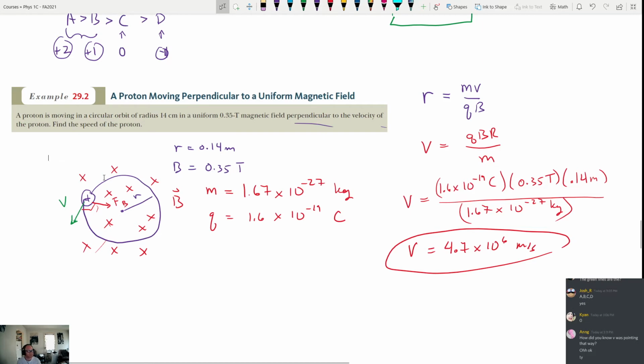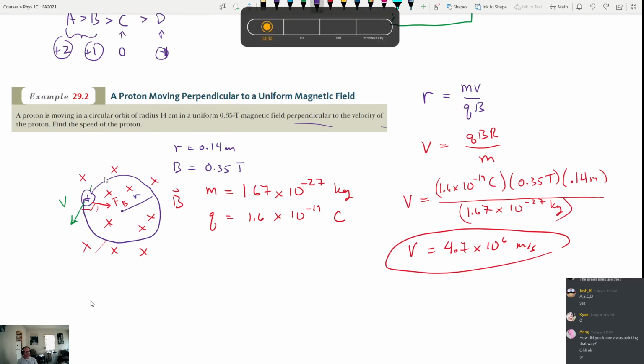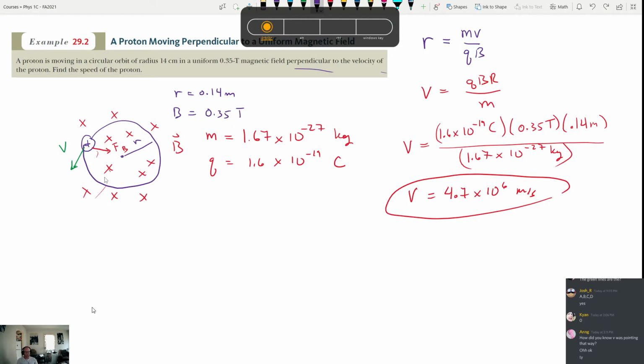I could have chosen the velocity to go the other way, by the way. If I had chosen the velocity to go back this way, for example, all that would have changed is my curve would have been like this. Does that make sense? Because if I switch the direction of the velocity, it switches the direction of the force so that it's going that way now, and then it would curve around like that. So really it's just up to you to figure out how you're going to draw it. Good question, though.